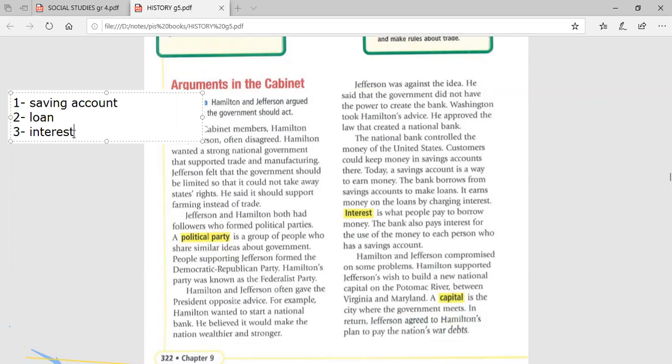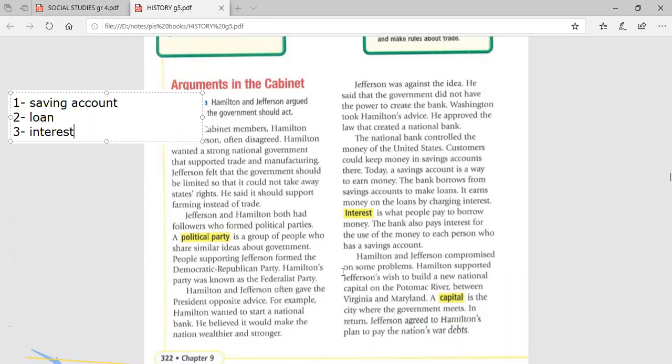So when Hamilton suggested this idea to build a national bank, in the beginning, Jefferson refused, saying, no, we don't need a national bank. But George Washington finally accepted his advice and they established the first national bank in America. So, as I told you all the time, Hamilton and Jefferson were in conflict. Jefferson wanted farming, Hamilton wanted trading. Jefferson didn't need a bank, but Hamilton wanted a bank.